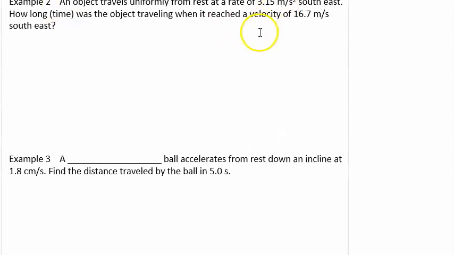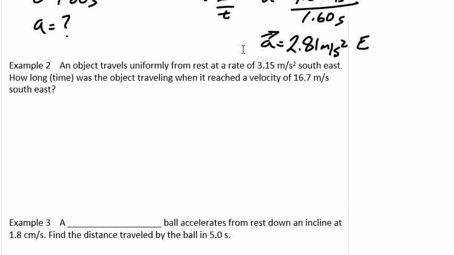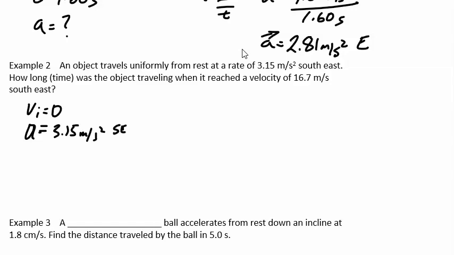Let's take a look at a second example. Second example we've got here is an object travels uniformly from rest. So we've got an initial velocity of 0 at a rate of 3.15 meters per second squared southeast. So you've got an acceleration of 3.15 meters per second squared, and the direction is southeast. How long? Meaning time. So we're looking for time when it reaches a velocity. So we've got a final velocity of 16.7 meters per second southeast.